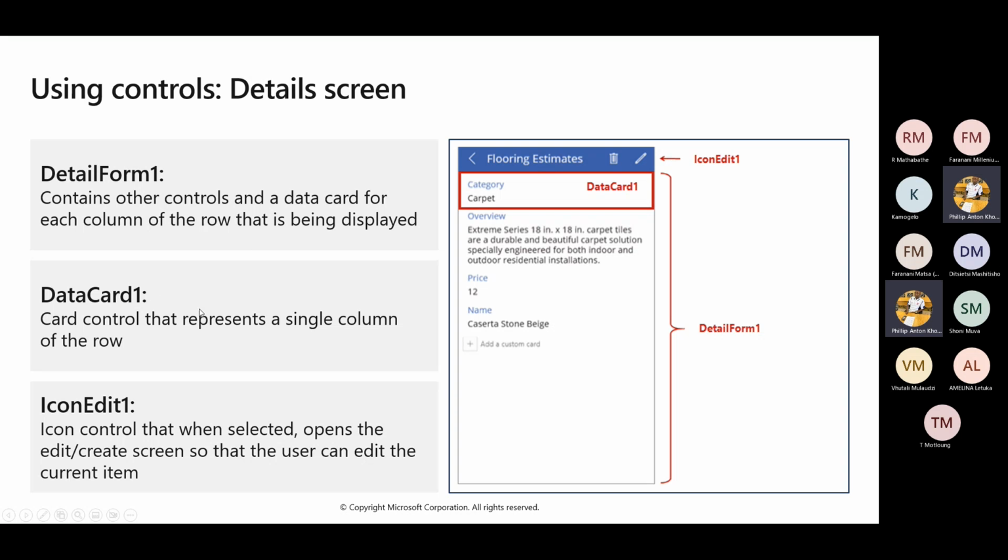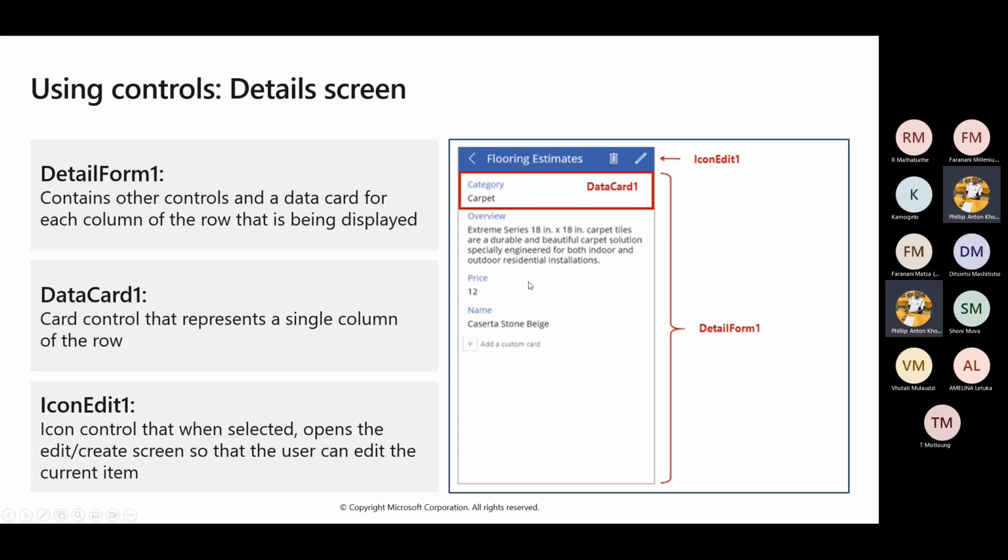And then we have data card. So the data card is only one item. So category is a carpet, right? That means this whole thing is a data card because this is a label and then this is the item that you have selected, right? Also overview, it's a label and then this is the information that you would have inserted. Also this part here, we can look at as a data card. Also price and 12, it's a data card.